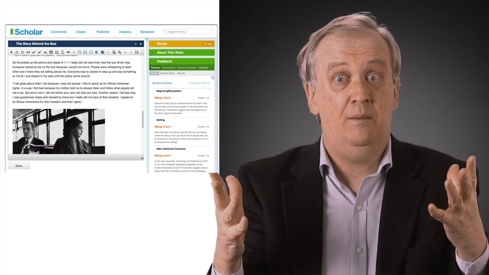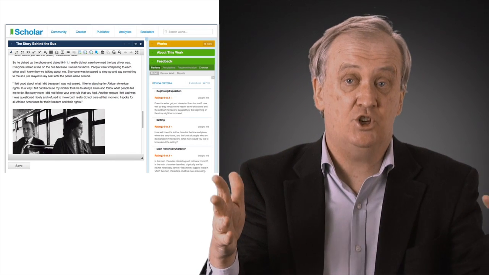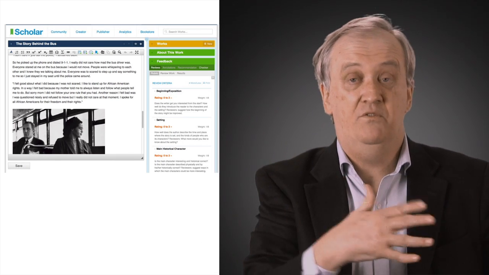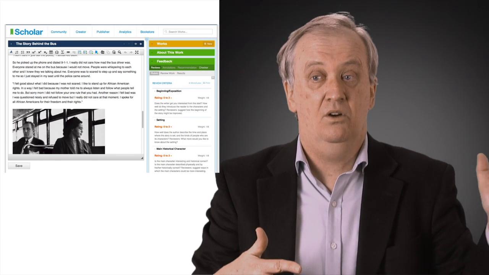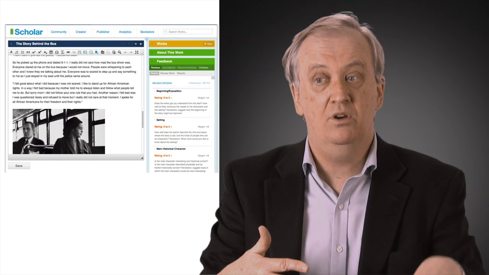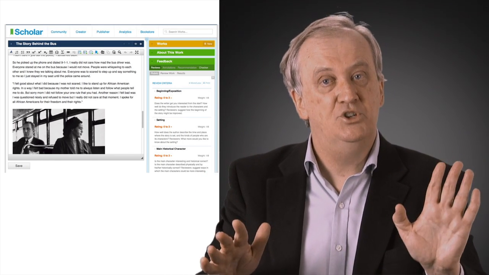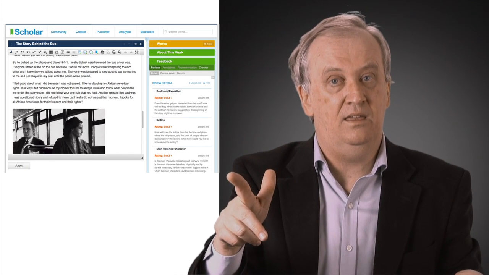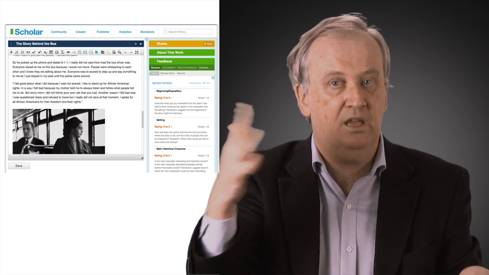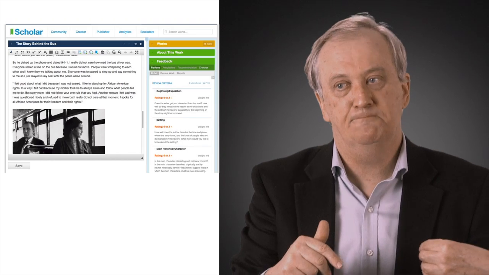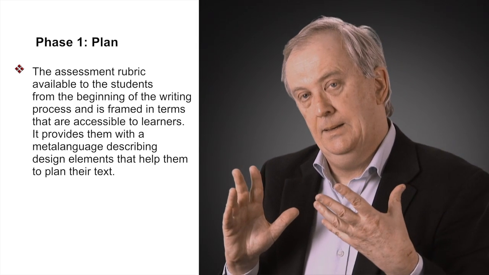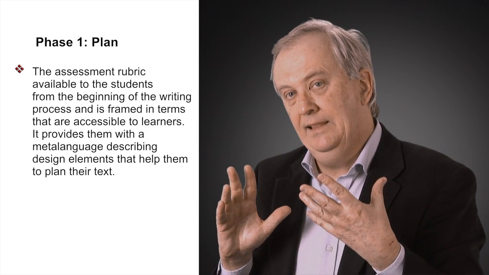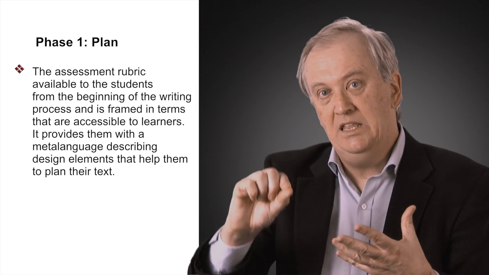Here we are with a Scholar screen that we showed a few videos back in this series. So on the left, we've got the student producing their work. On the right, while they produce the work, they see the rubric, which is taken, in this case, from the Common Core standards. What happens is we change a linear process into a recursive cyclical process.